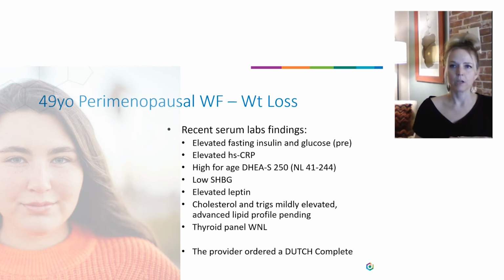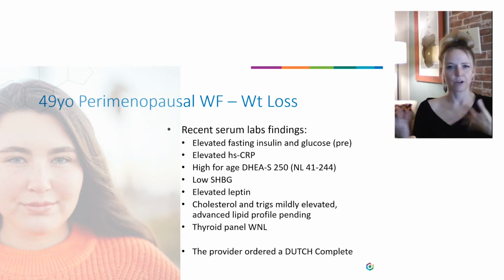So some pertinent serum lab findings: she had an elevated fasting insulin and glucose, but in the pre-diabetic ranges. She has an elevated HSCRP. She had a high DHEA sulfate of 250, where her range would go up to 244, so maybe just a little bit high, and maybe due to that insulin picture. Her SHBG is low, consistent with metabolic syndrome. Leptin was elevated, cholesterol and triglycerides were mildly elevated, and they had ordered an advanced lipid profile with the results pending. Thyroid panel is within normal limits.